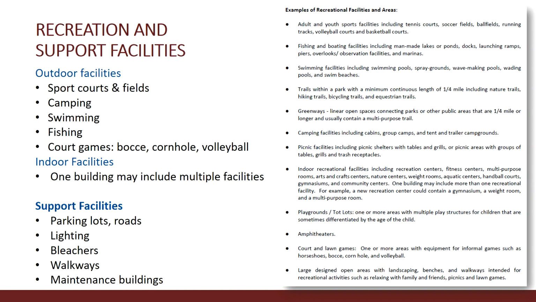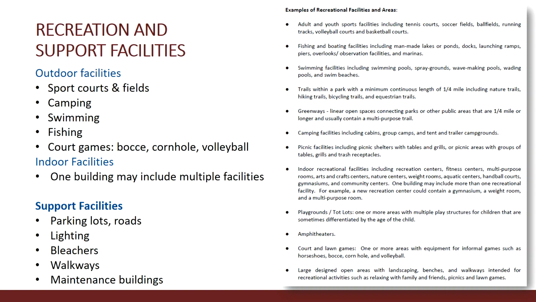Then indoor facilities. So keep in mind, if you're doing a recreation center, you have one building, but it might include multiple facilities. Within that building, you might have a gymnasium, an indoor track, and a fitness room where you offer fitness classes. So those would be three different facilities in that one building. And you would need to include a floor plan with that.